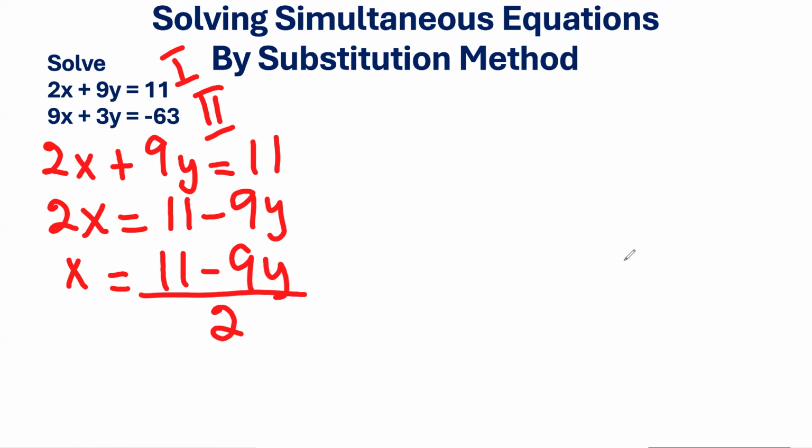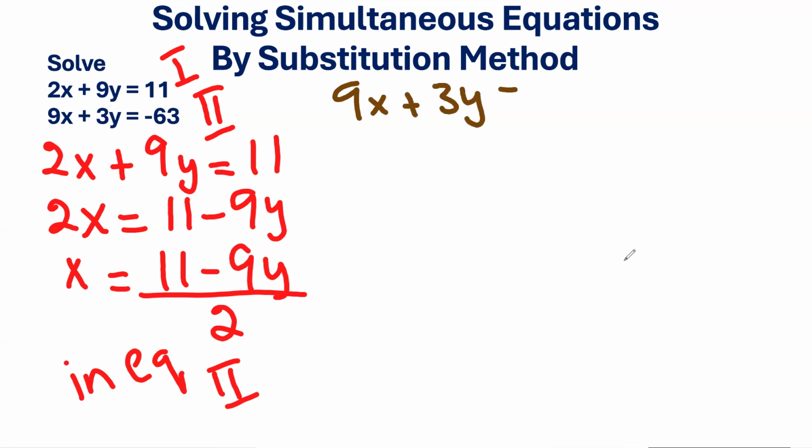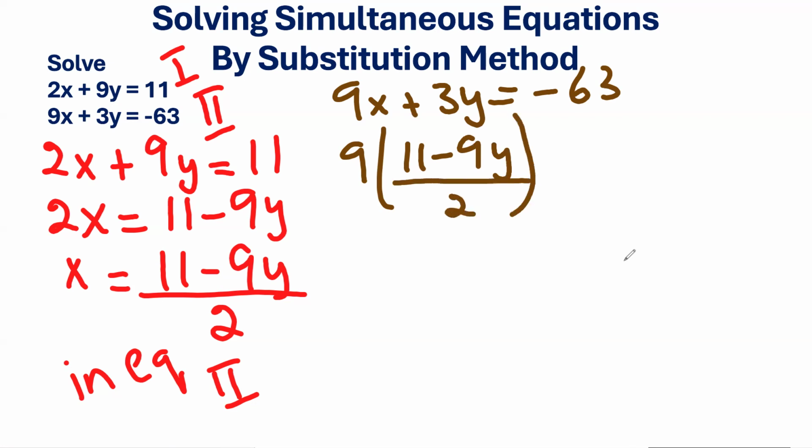Substitute this value of x in equation number 2 to find out the value of y. So we are substituting this value of x in equation 2. Equation number 2 is 9x plus 3y is equal to minus 63. What is the value of x? x is 11 minus 9y whole divided by 2, plus 3y.